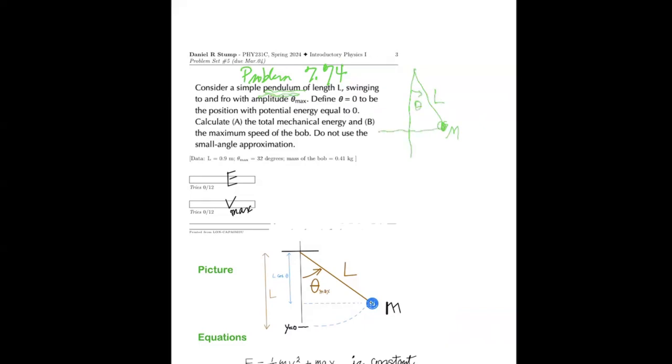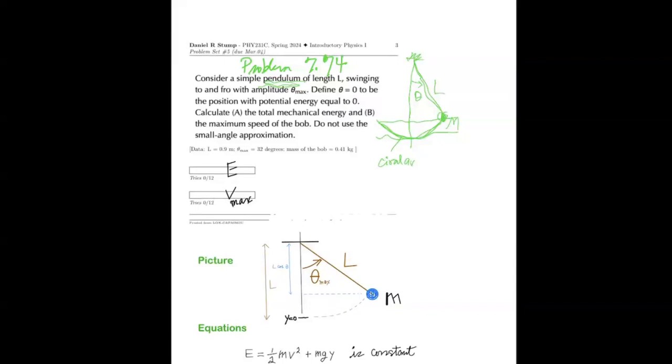You may want to know the height. The bob will travel on a circular arc because the string has a constant length. So this will be a circular arc from some maximum height to 0. We could call this y equals 0 at the bottom.